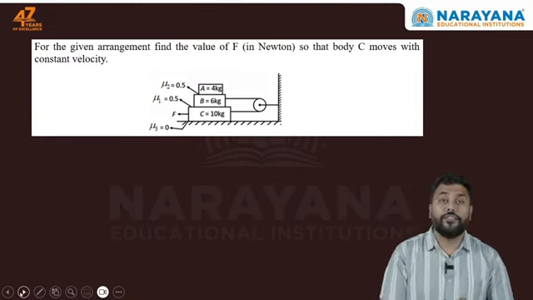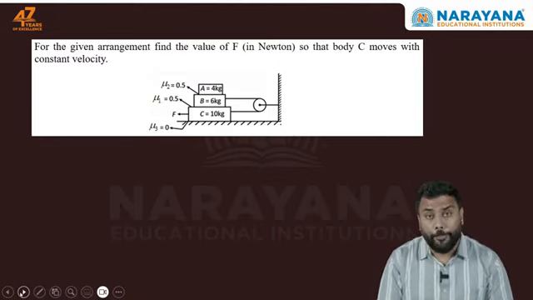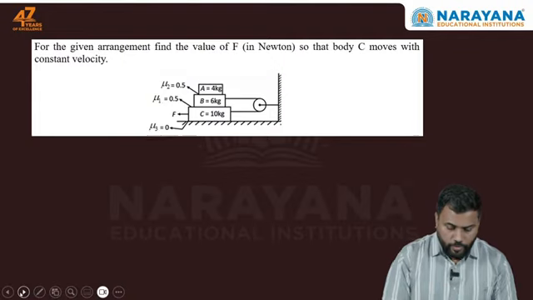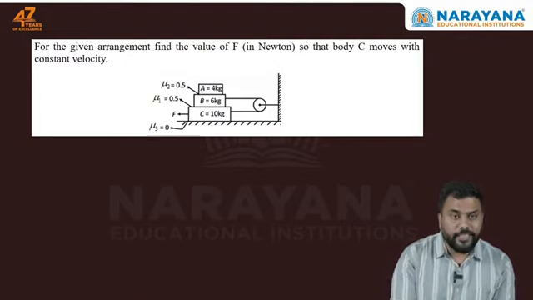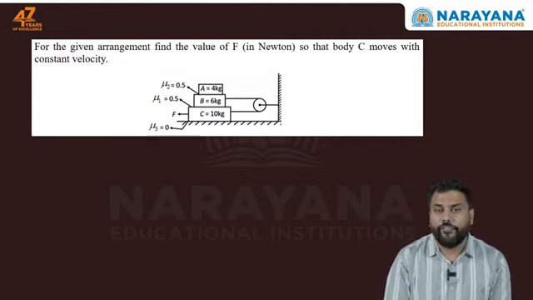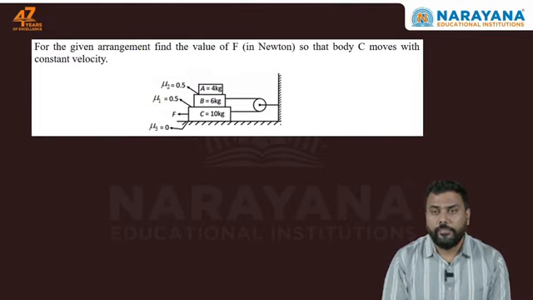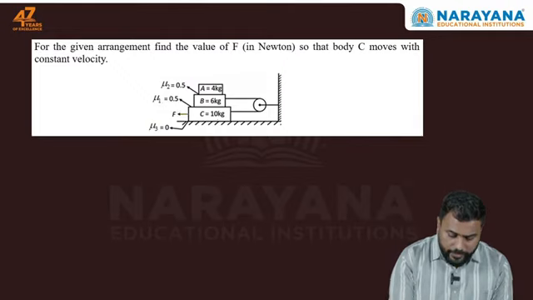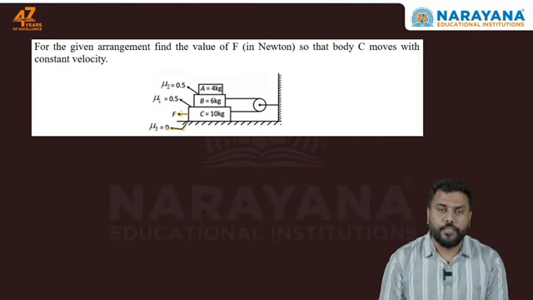The next question is from Newton's laws of motion and it also incorporates friction. If we see the question, they are saying that for the given arrangement, find the value of force F in Newton so that body C moves with constant velocity. Body C is getting pulled by a force F, and there is no friction given between body C and the ground.